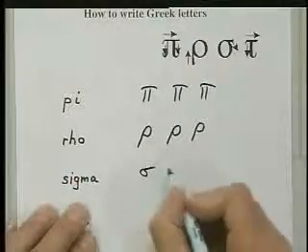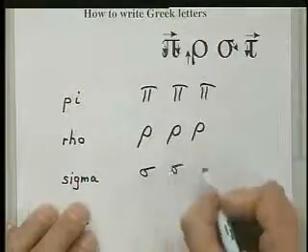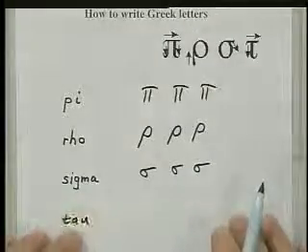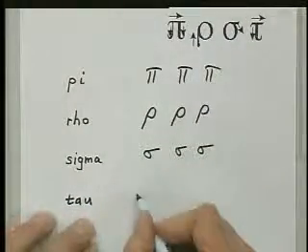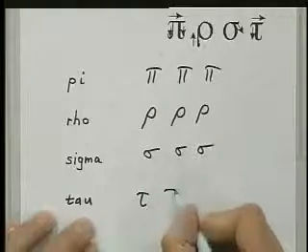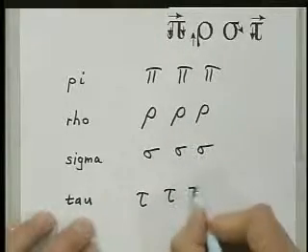Sigma, you start here, and tau, start with the top and then put the bottom on.